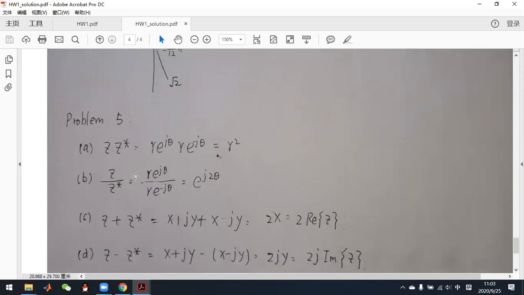And this one, z divided by z conjugate, we also use the polar form, r exponential j theta over r exponential minus j theta. The r is canceled out, and the angle is left, theta plus theta is two theta.